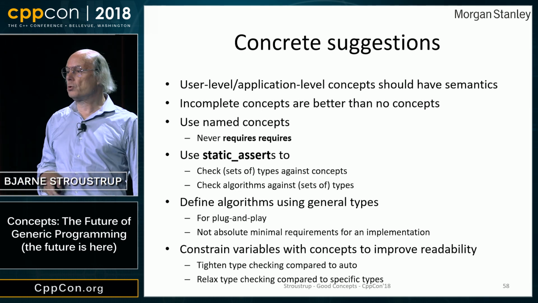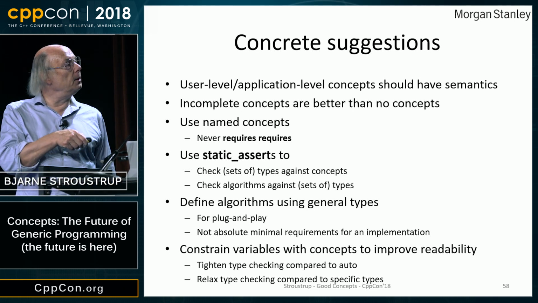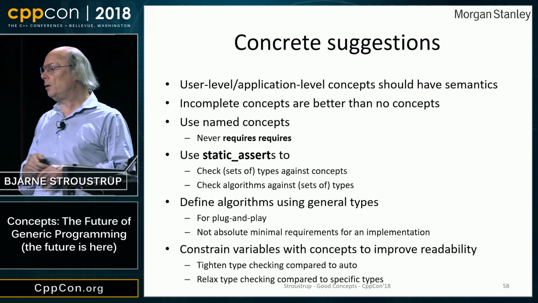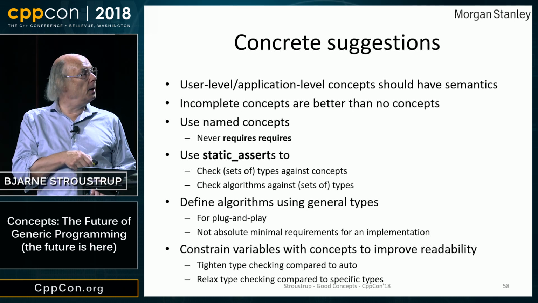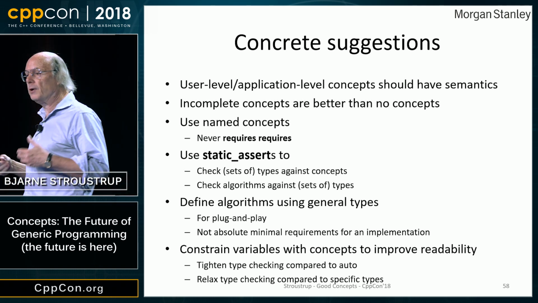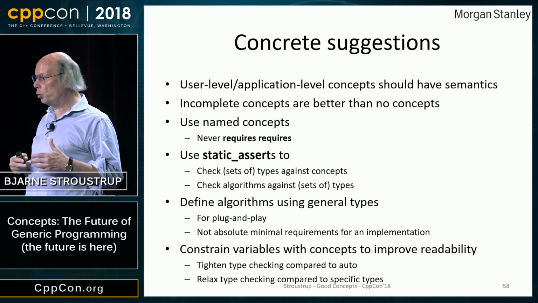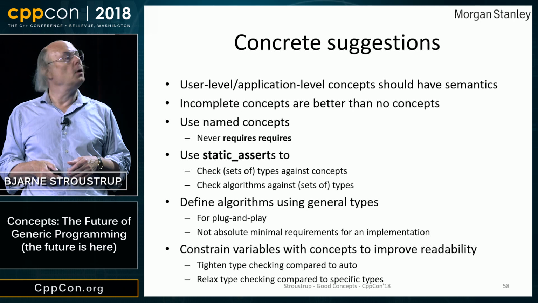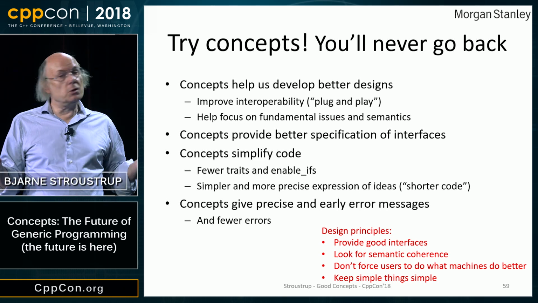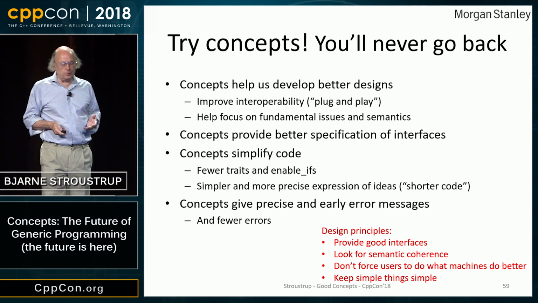You can use static asserts to get upfront testing of your types and your concepts. Define the algorithms in terms of general types. The ideal is plug and play, not absolute minimization. And variables should be constrained with concepts so that you don't have to write in a fully functional style and you don't have to fix the type too early to be able to get readability. This improves readability.